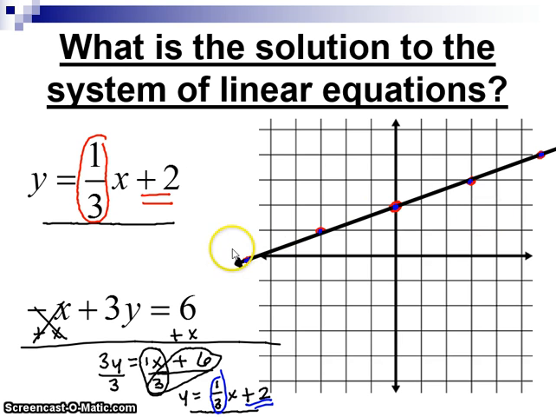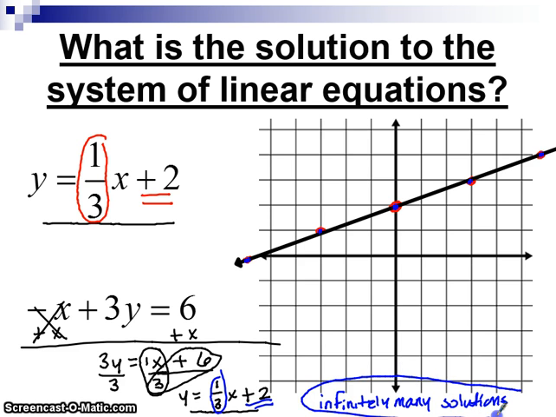So how many points do these two lines share? They share all their points. So it's infinitely many solutions. All the points on the lines will make them true. If it makes the first one true, it will always make the second one true.